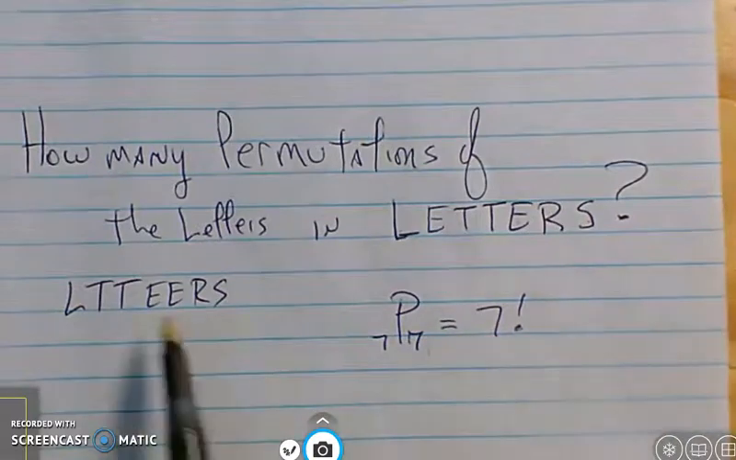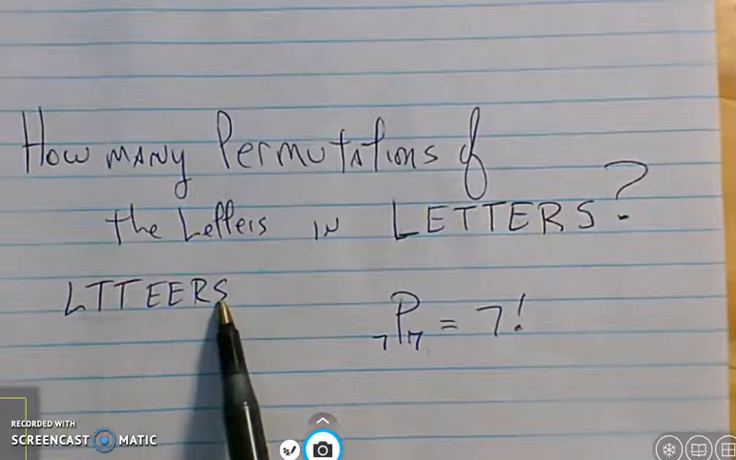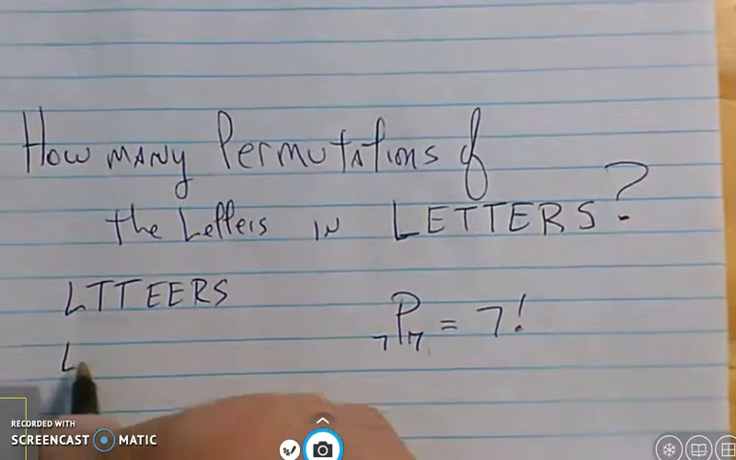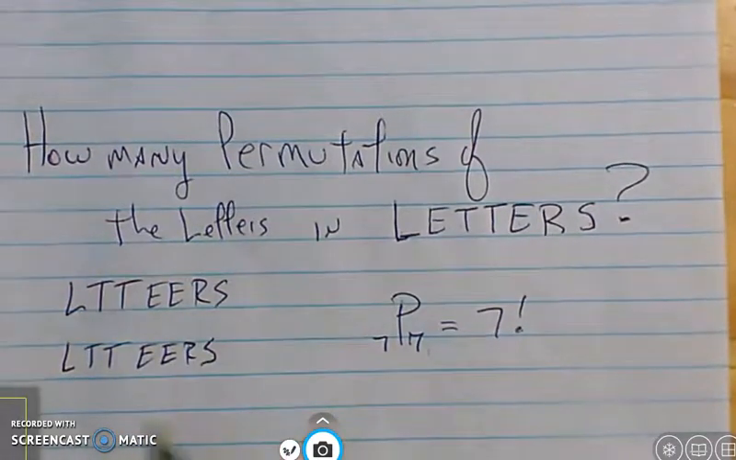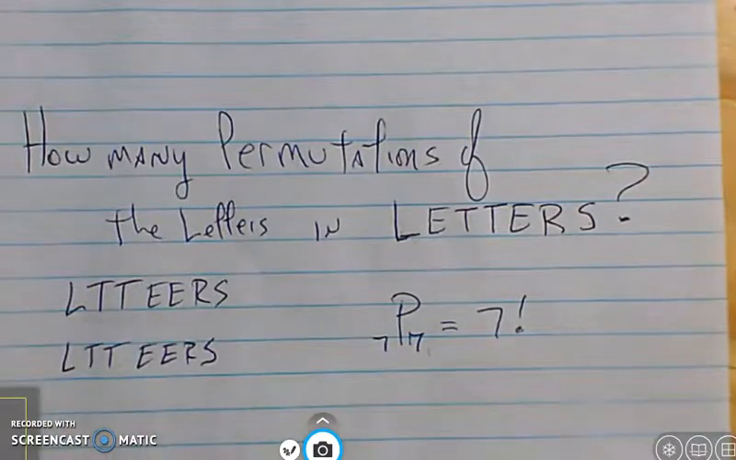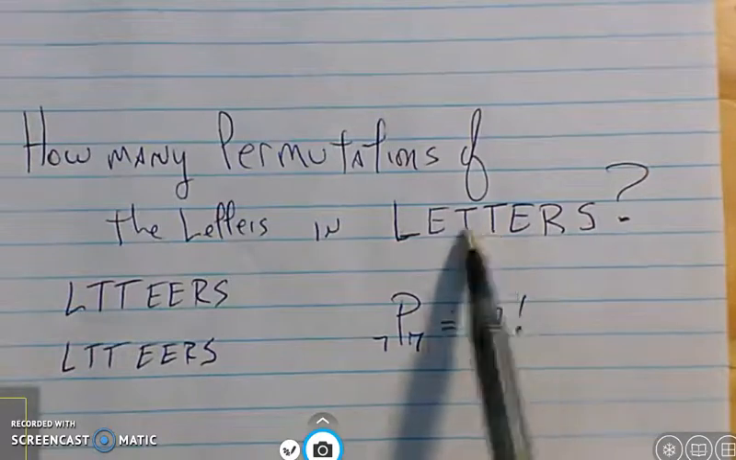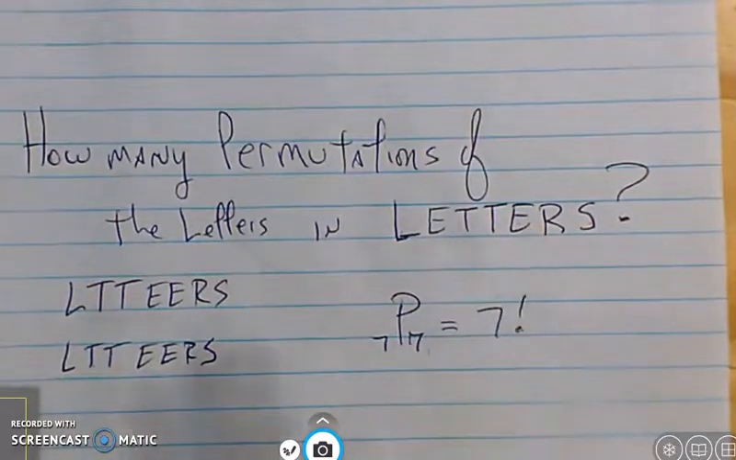However, let's take a moment to talk about this real quick. L-T-T-E-E-R-S, is that the same or different word as L-T-T-E-E-R-S? What do you think? Do you think those are the same or different? Well, the way they look right now, they look absolutely identical, don't they? Okay, but remember, I actually have 2 T's. I don't know which T is first and which T is second here. And the same thing with my E's. I don't know which E is first and which E is second. So they're really hard to distinguish the difference.